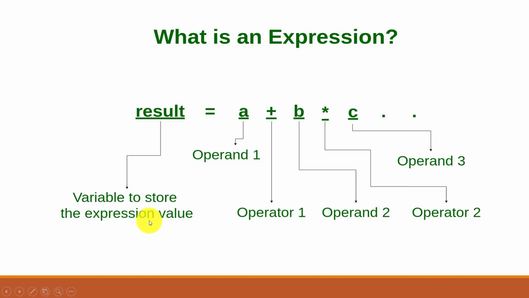Now the question arises here: what is precedence and associativity? Why is it important? Let's see this expression. There are two operators, and there are no round brackets.